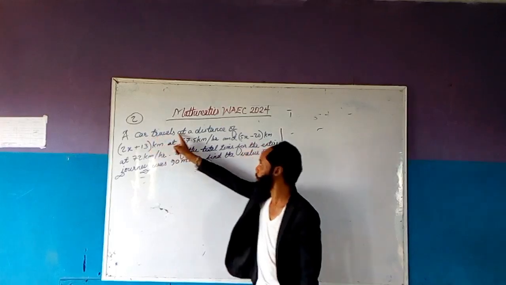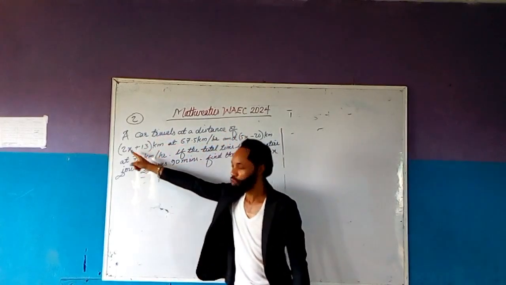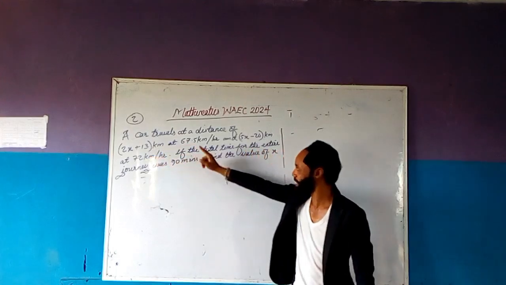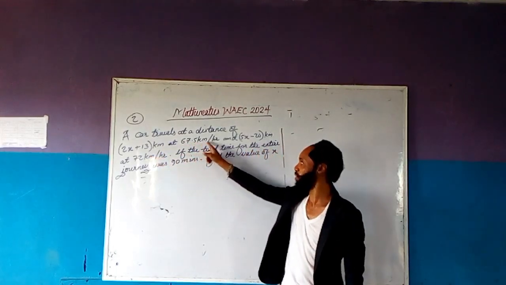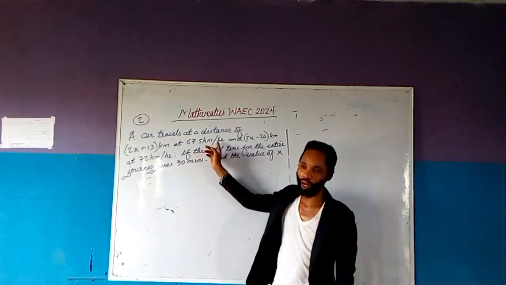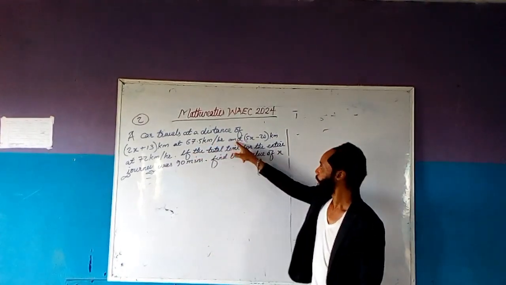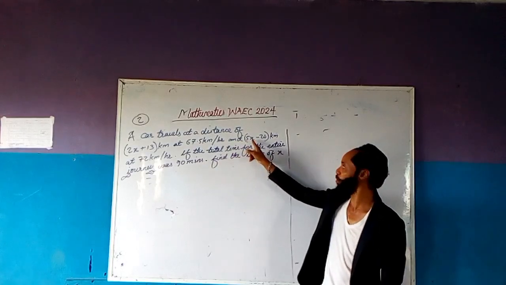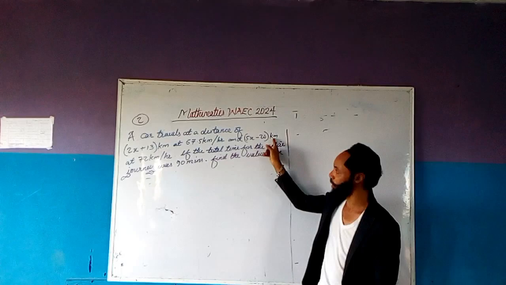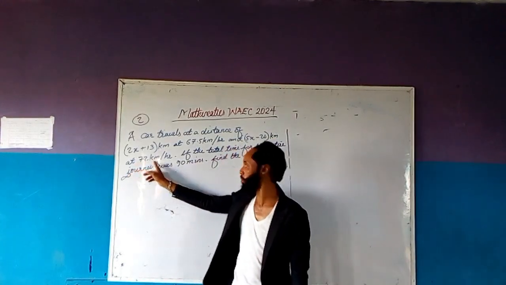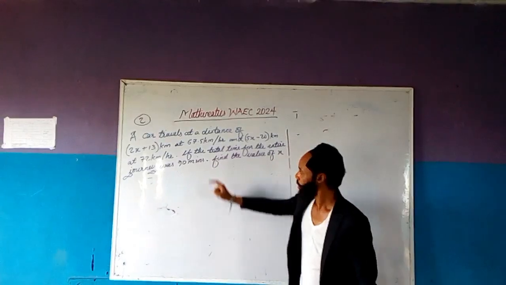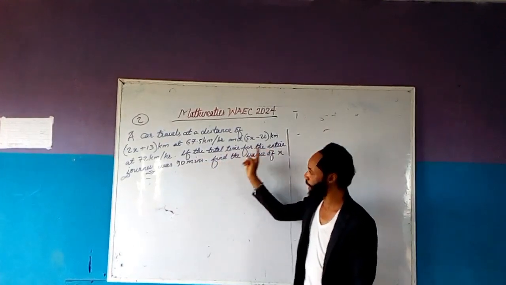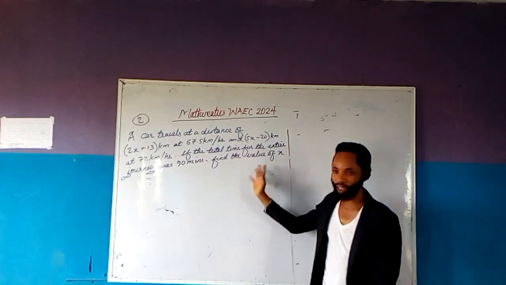Now, a car travels a distance of 2x plus 13 kilometers at 67.5 kilometers per hour, you know its speed, and a distance of 5x minus 20 kilometers at 72 kilometers per hour. If the total time for the entire journey was 90 minutes, find the value of x.